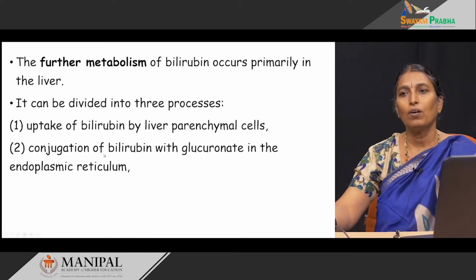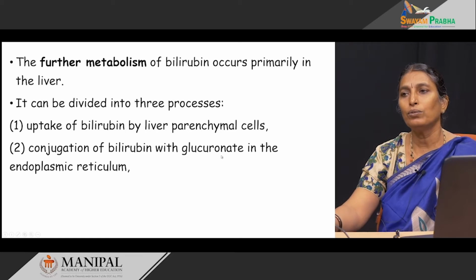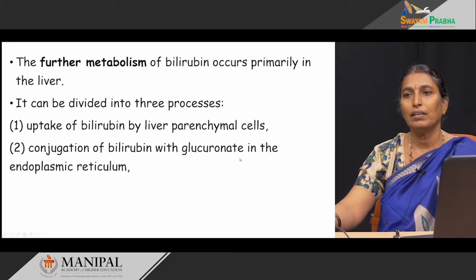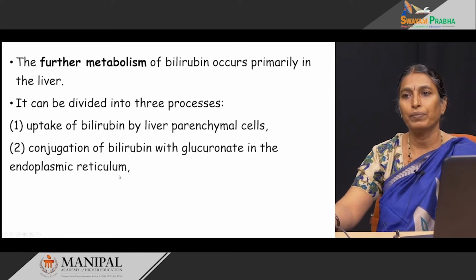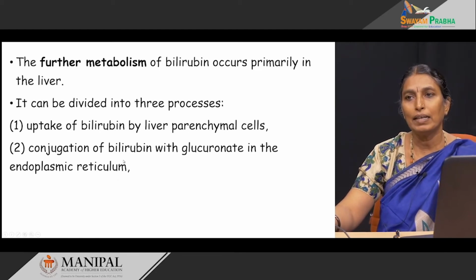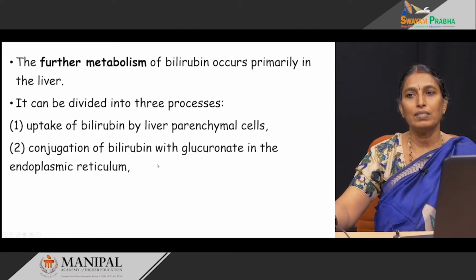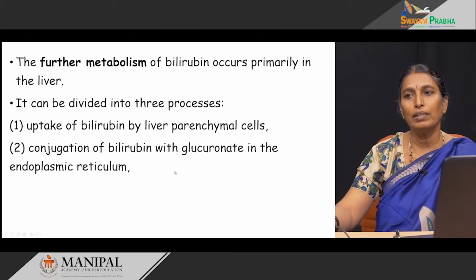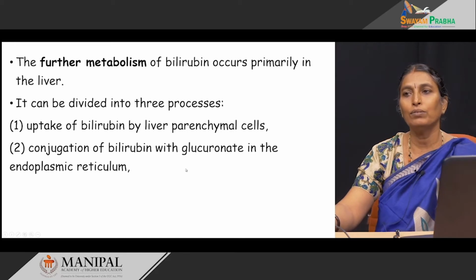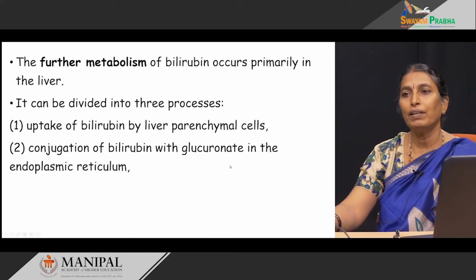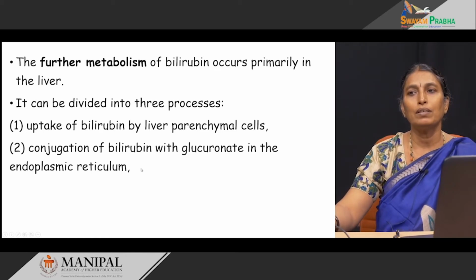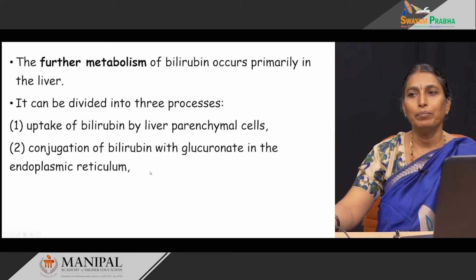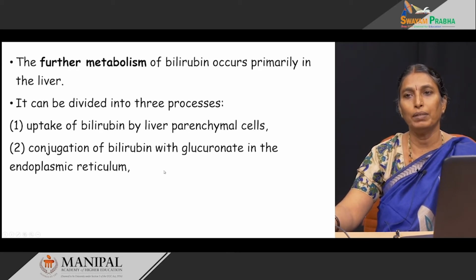The second is conjugation of the bilirubin with glucuronic acid or glucuronate in the endoplasmic reticulum. This is done by the enzyme called glucuronyl transferase. The active glucuronic acid, UDP glucuronate, will donate glucuronate to bilirubin, and bilirubin forms bilirubin monoglucuronate as well as bilirubin diglucuronate and becomes more water soluble.